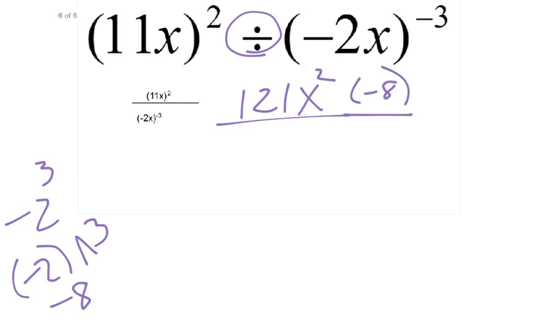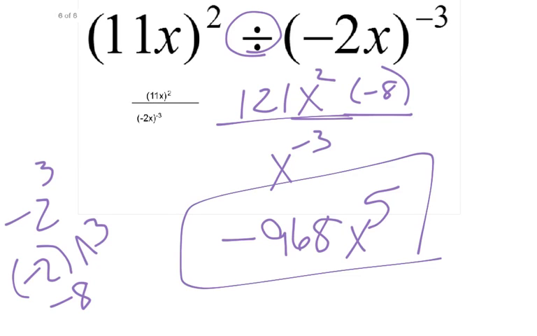And then x to the negative 3. Okay, we don't want that. That's going to have to go to the top as well. So 121 times negative 8 is going to be a negative 968. And then x squared over, okay, 2 is bigger than negative 3, so it stays in the top. 2 minus negative 3 becomes 2 plus 3, which is 5. There are some other ways you could get to that answer, but it's got to be the answer.